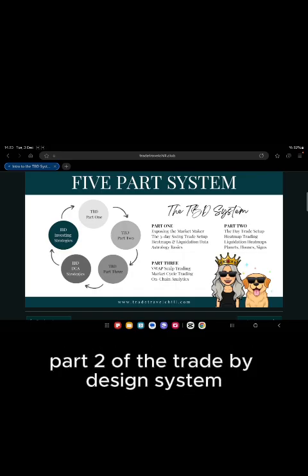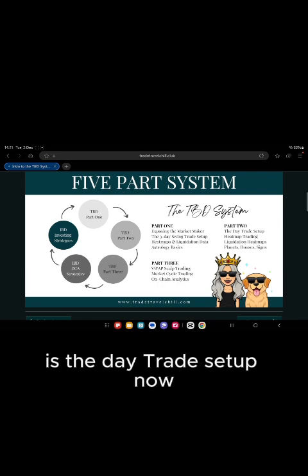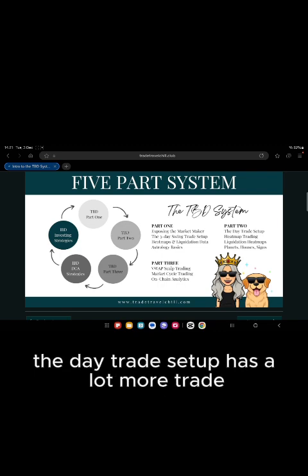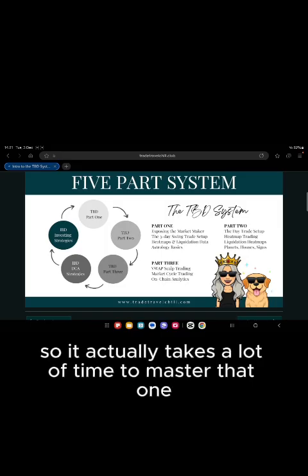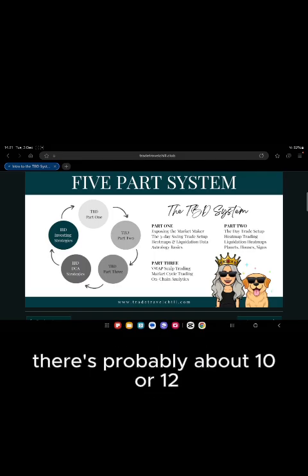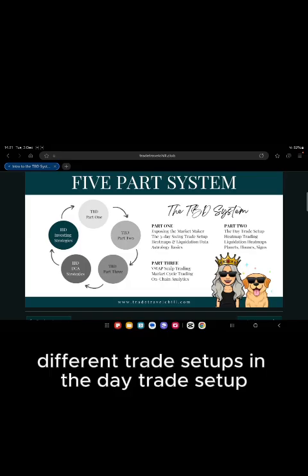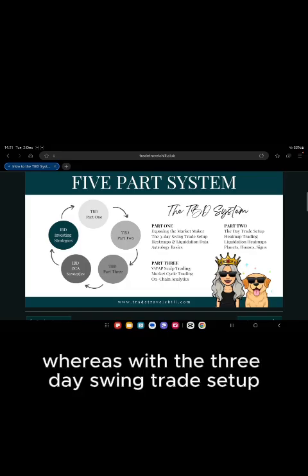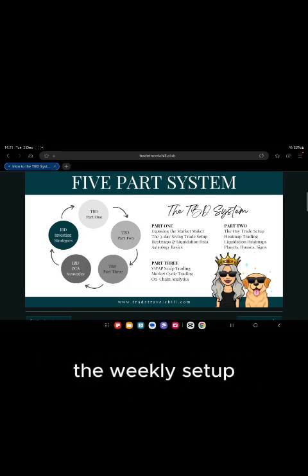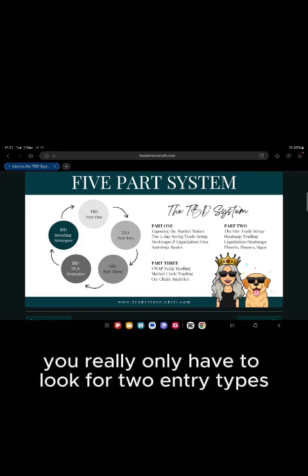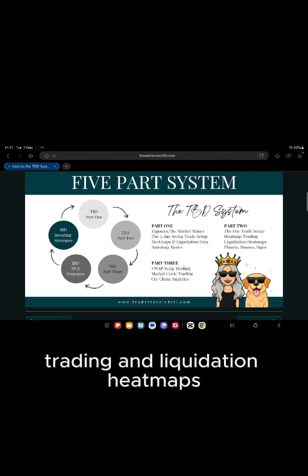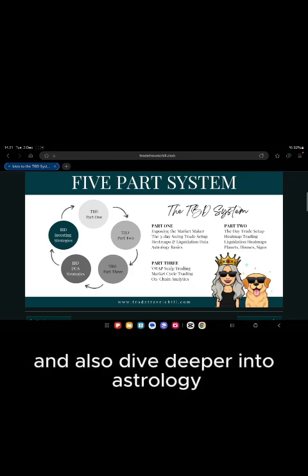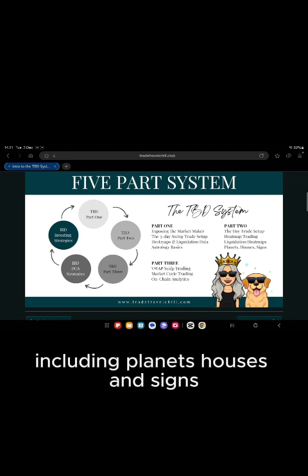Part 2 of the Trade by Design system, which will follow after this course, is the day trade setup. Now, the day trade setup has a lot more trade entries and conditions than the 3-day swing trade setup does, so it actually takes a lot of time to master that one. There's probably about 10 or 12 different trade setups in the day trade setup, whereas with the 3-day swing trade setup, this one that we're learning now, the weekly setup, you really only have to look for 2 entry types. In addition to that, we're going to dive deeper into heat map trading and liquidation heat maps, and also dive deeper into astrology, including planets, houses, and signs.